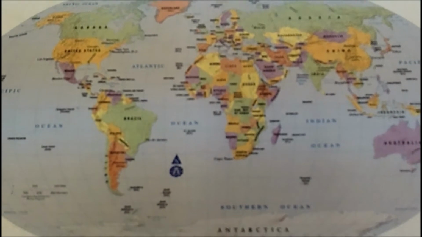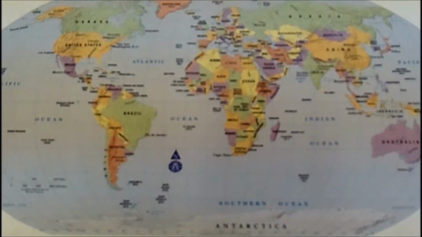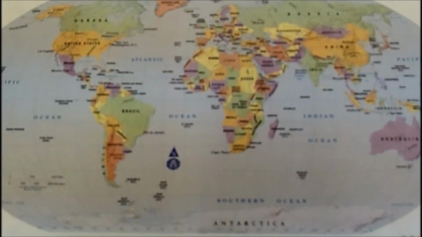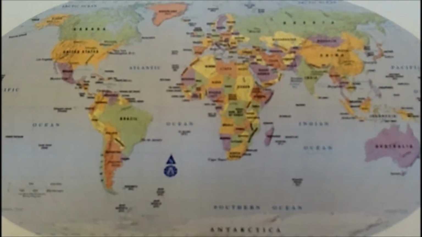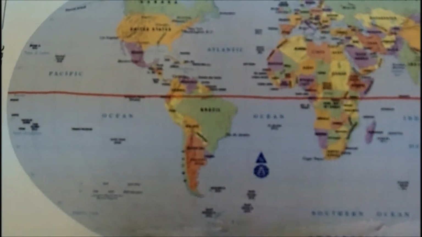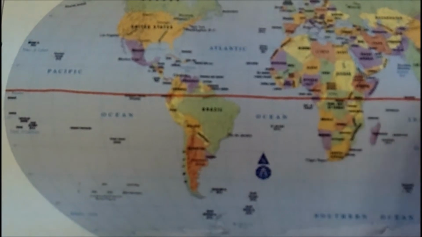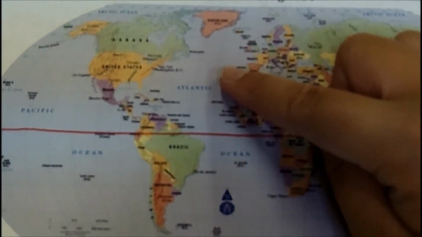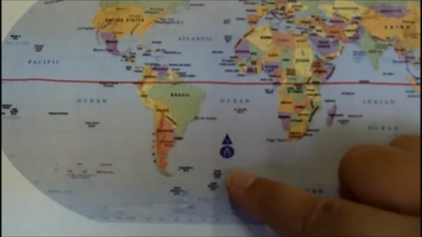Let's look at the world map. This is the same world map that is found in your history textbook on page A2 to A3. I printed out a copy so that I could write on it to help demonstrate this concept. First, I'm going to trace the equator. The equator runs horizontally and splits the world into two hemispheres: a northern hemisphere on top, remember those cardinal directions, and a southern hemisphere on the bottom.